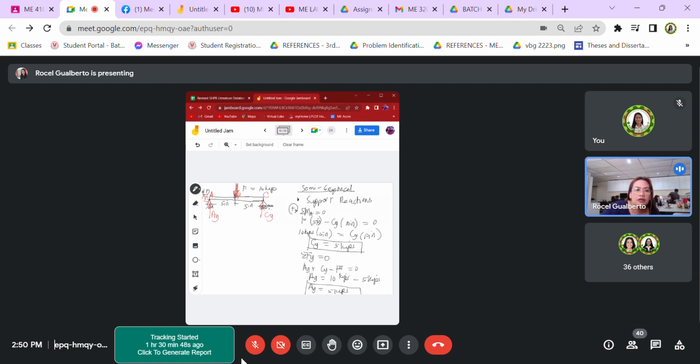And then finally, you have your AX. So, to obtain the value of AX, we use summation forces X is equal to 0. We'll have AX is equal to 0. Okay? Yan. So, support reactions, done na po tayo doon. Nakuha na po natin yung value: AY, AX, CY. Okay? We go to the second step now.